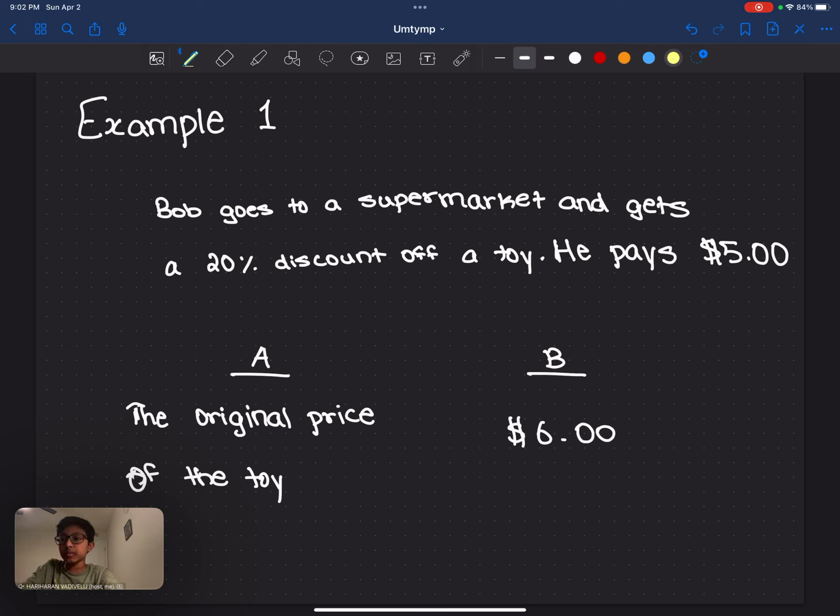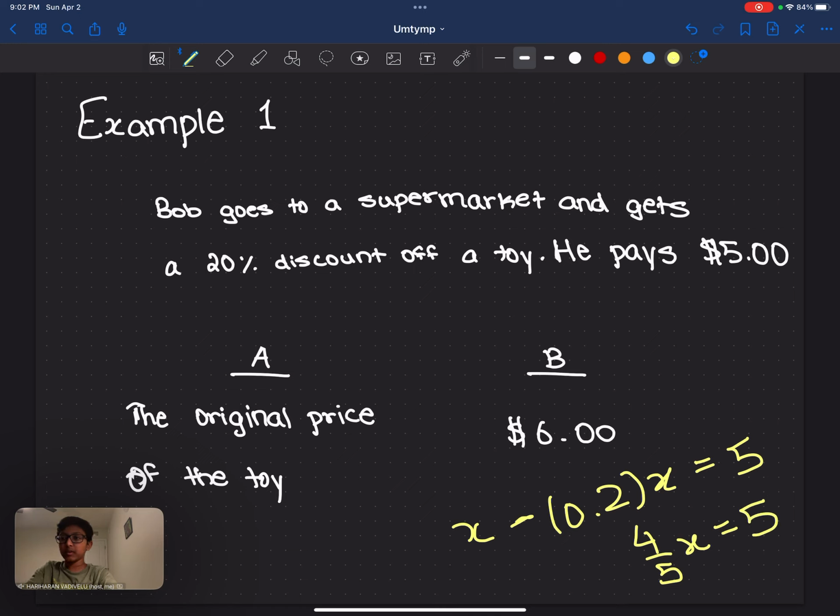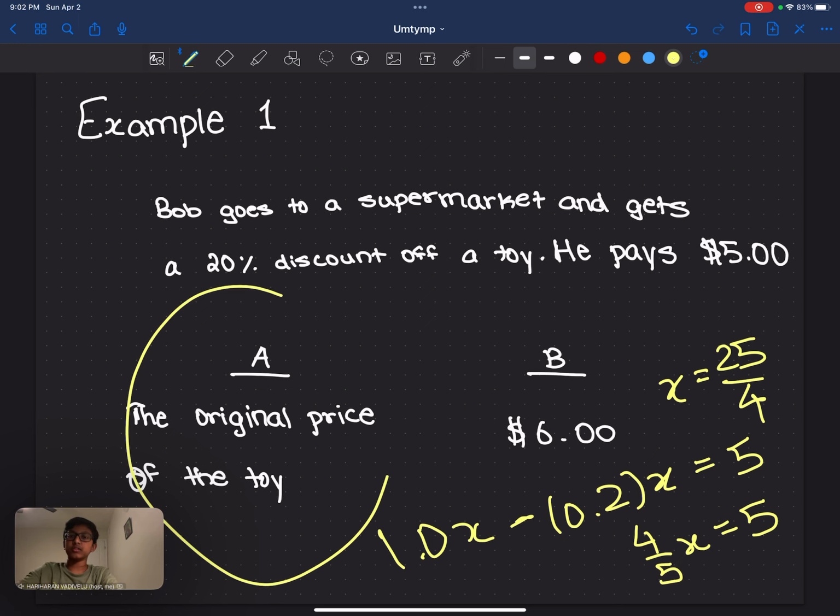So using the discount formula, X minus 0.2 of X is equal to 5, and you get 4/5 X is equal to 5. I'm skipping a lot of steps here, so if you want to see how I did that, basically this is 1.0 minus 0.2, which is 0.8, which is equal to 4/5. 4/5 X is equal to 5. X is equal to 25 divided by 4. And 25 divided by 4 equals something like 6.1 something. And that's obviously greater than 6.00. So the answer is A.